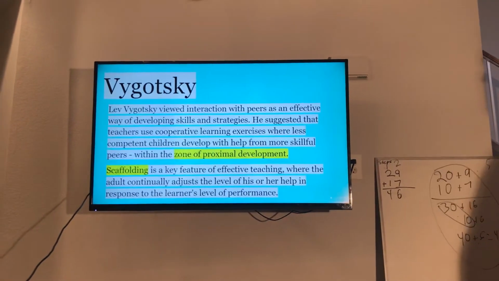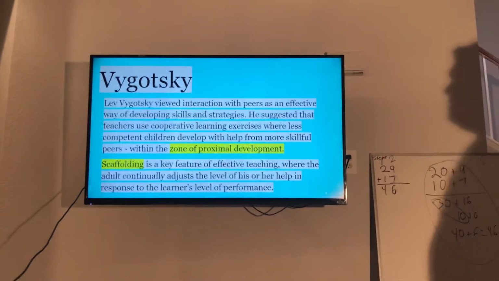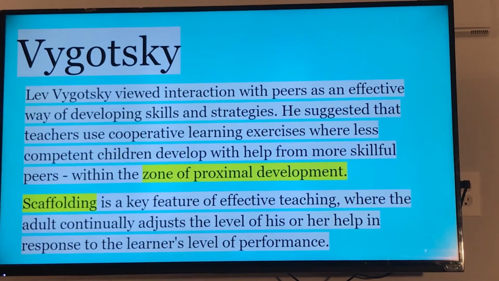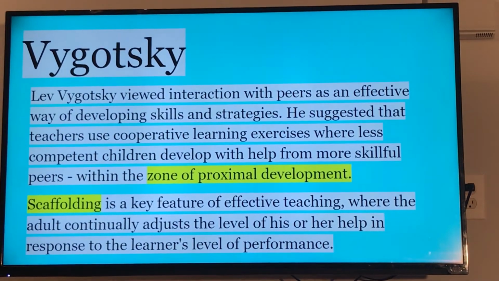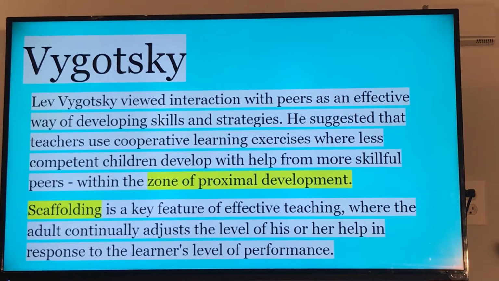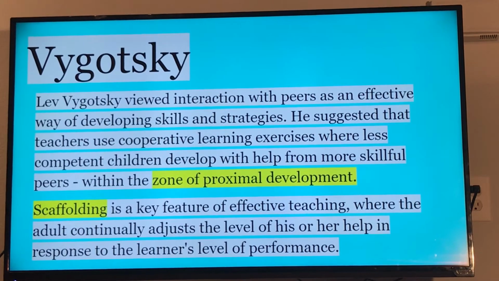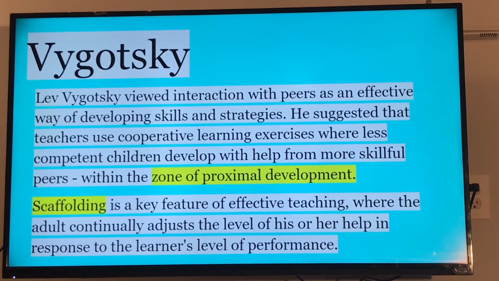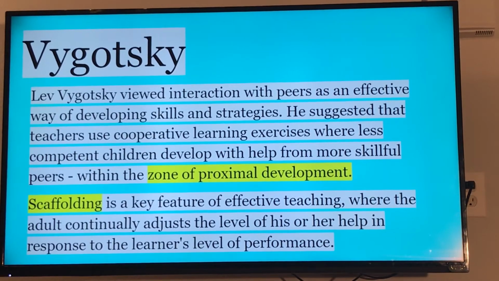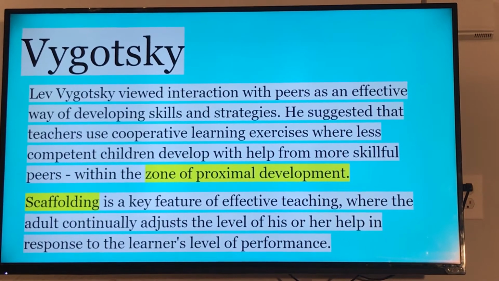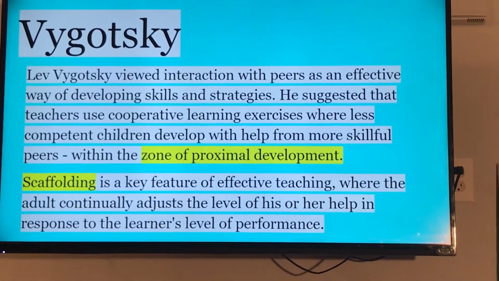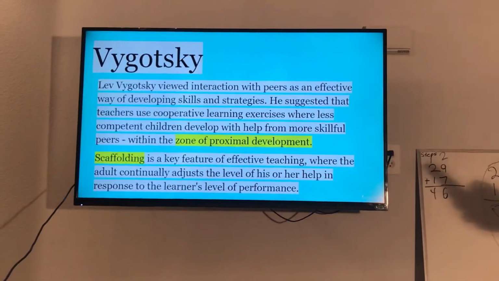Lev Vygotsky viewed interaction with peers as an effective way of developing skills and strategies. He suggested that teachers use cooperative learning exercises where less competent children develop with the help from more skillful peers within the zone of proximal development. Scaffolding is a key feature of effective teaching, where the adult can continually adjust the level of his or her help in response to the learner's level or performance.